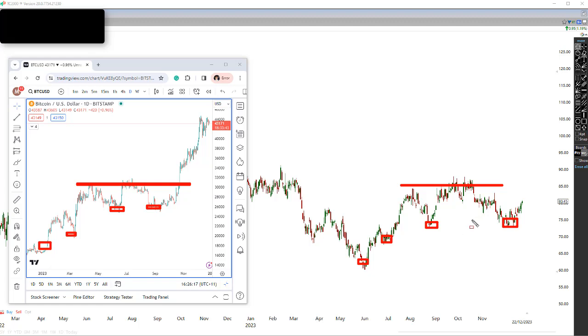So there we go, traders. I just wanted to share this with you. This is a pattern, guys. And again, the whole purpose around this is to show you that trading is about pattern recognition.